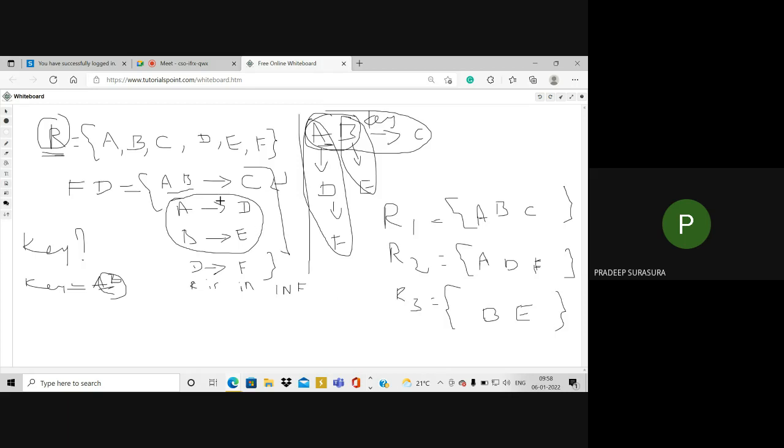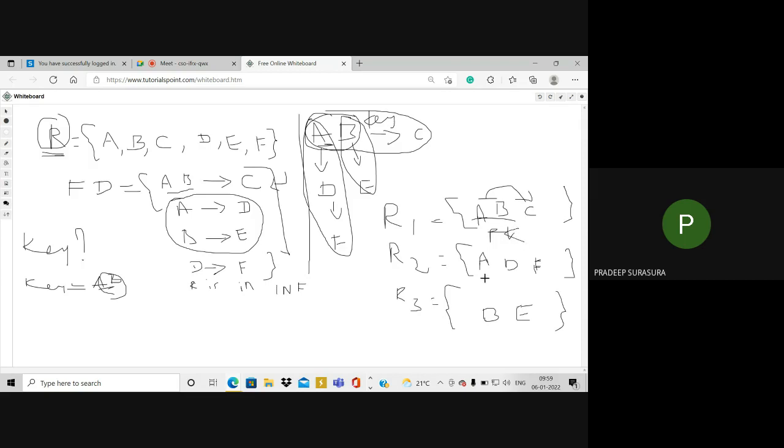Now please check AB determines C. AB determines C when I observe all these three in one table. So AB determines C here, so these two will be the primary key in this table.